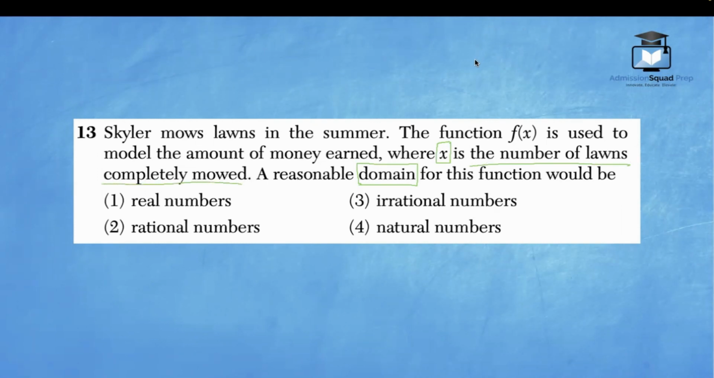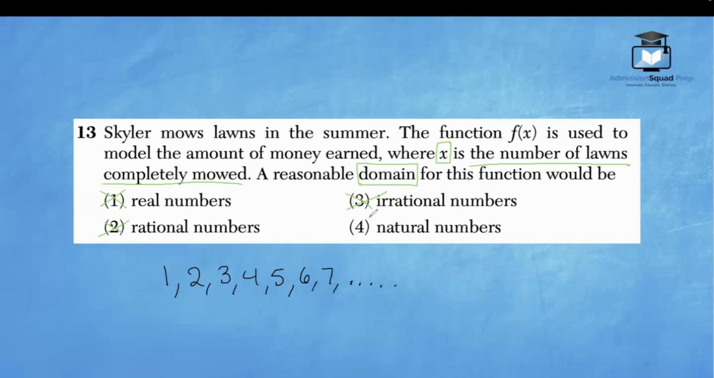So I can completely mow 1 lawn or 2 lawns or 3 or 4. I'm not going to mow half a lawn or a sixth of a lawn. It can't be a fraction or a decimal. Let's take a look at our answer choices. Real numbers contain fractions and decimals, so that's not going to work for us. Rational numbers also contain fractions and decimals. Irrational numbers are numbers like the square root of 17 or the square root of 3. Those are going to be non-repeating, non-terminating decimals. Again, not going to work for us.